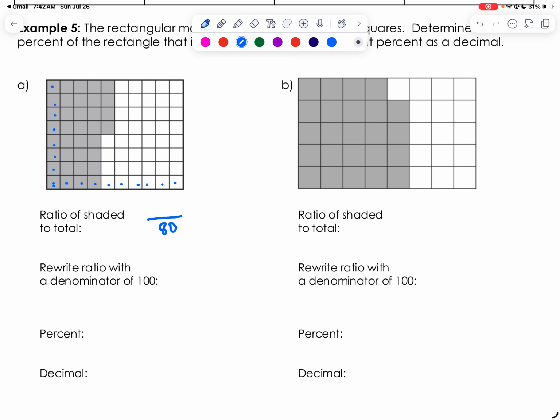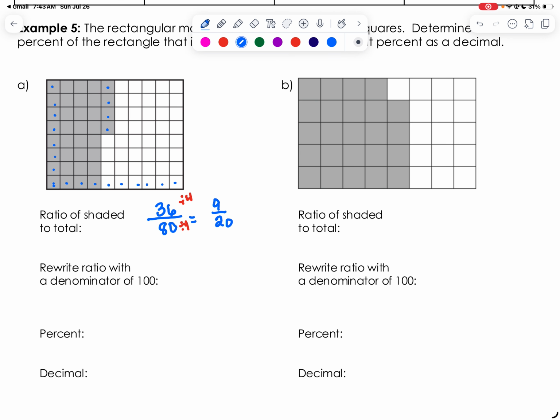Now, how many are shaded? Well, we have 8 times 4. That's 32, 33, 34, 35, 36. So 36 out of 80. Now, I want to rewrite this as a denominator of 100. So the first thing I'm going to do is reduce this. I'm noticing they both divide by 4. Let me write that down so you'll know how we got this. If I divide them both by 4, that would be 36 divided by 4 is 9. 80 divided by 4 is 20.